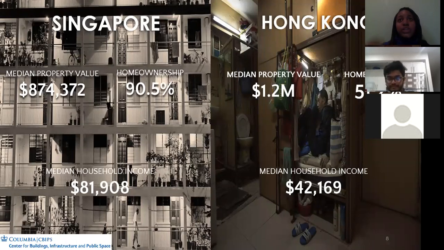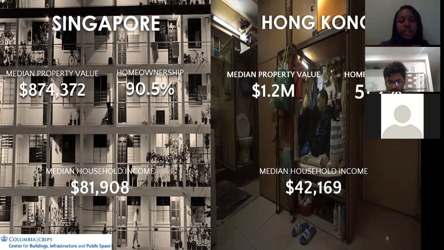So we saw that Hong Kong is highly unaffordable, and we looked at its neighbor, Singapore, who is a very similar city, and they're completely different in terms of housing and affordability. So we wanted to look into this issue a little bit deeper. What policies did these governments have that incentivize or de-incentivize affordable housing?